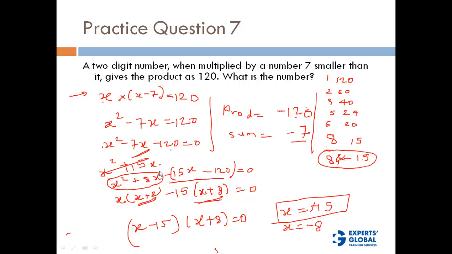Let's verify the answer. We know that 15 is the number. The other number, smaller than this by 7, is 15 minus 7, which is 8. The product of these two numbers, 15 into 8, is equal to 120. And here also we have 120. So that means our answer is correct, and the answer is 15.